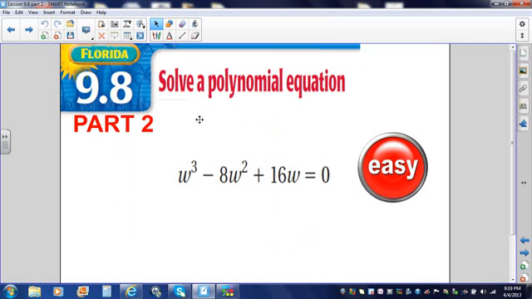All right, today's podcast is going to be on Lesson 9.8, Part 2. We're going to talk about polynomial equations. If you would, please write down this polynomial equation because it has an equal sign. Hey, no yawning. Pay attention because we're going to hit the easy button. It's going to be really easy. So you should have w cubed minus 8w squared plus 16w equals 0.